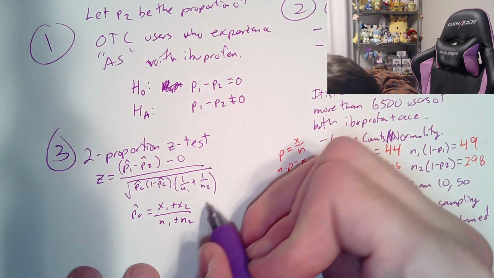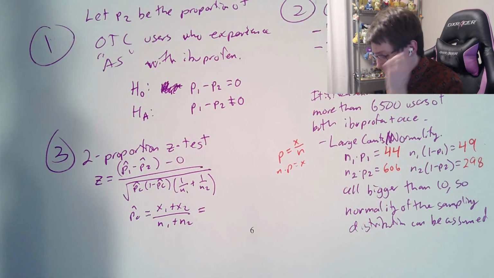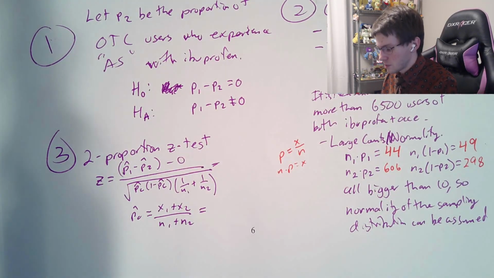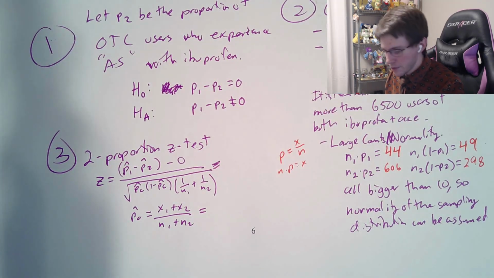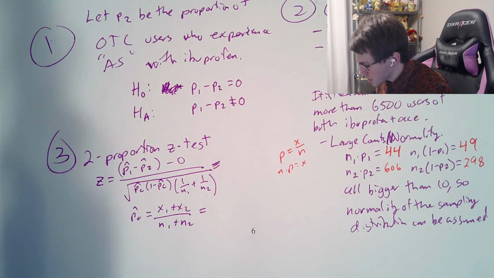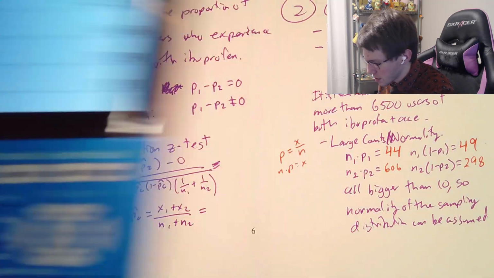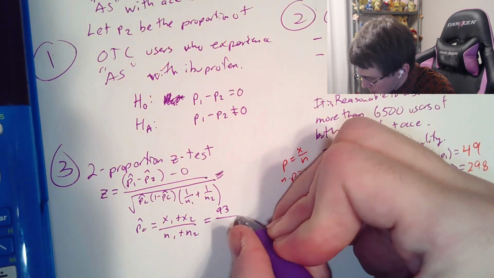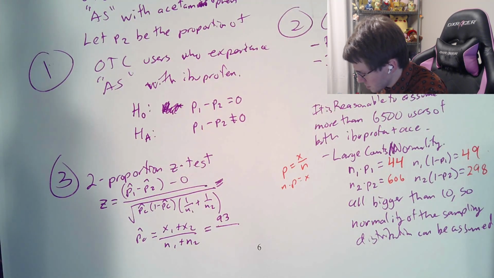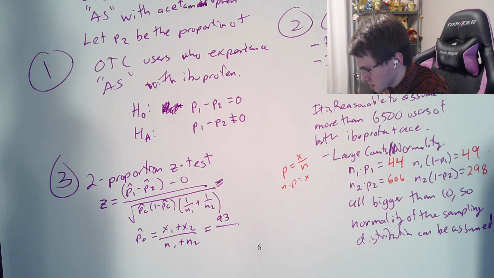Okay, we do have to show what this is. And we should probably plug in those numbers somewhere, and then we're going to run the whole test in the calculator. So our x1 plus x2 is just 44 plus 49, and that's 93. And our n1 plus n2 is 650 plus 347.